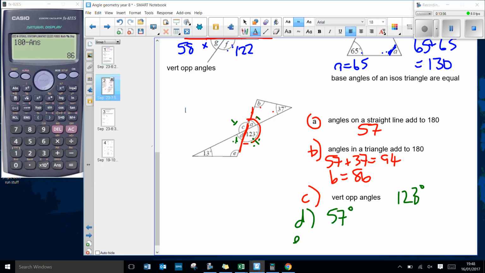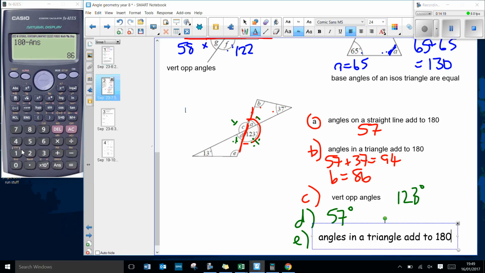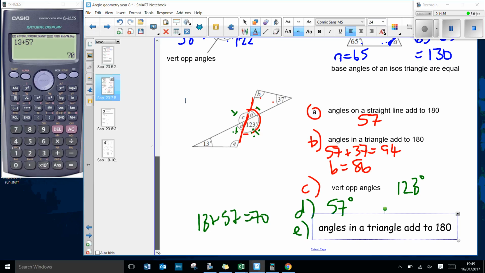And then the final angle E, I'd suggest the easiest thing would be angles in a triangle add to 180. So let's get that reason down. And then we can do our calculations. So 13 plus 57 is 70. And so angle E would be 180 minus that, which is 110.